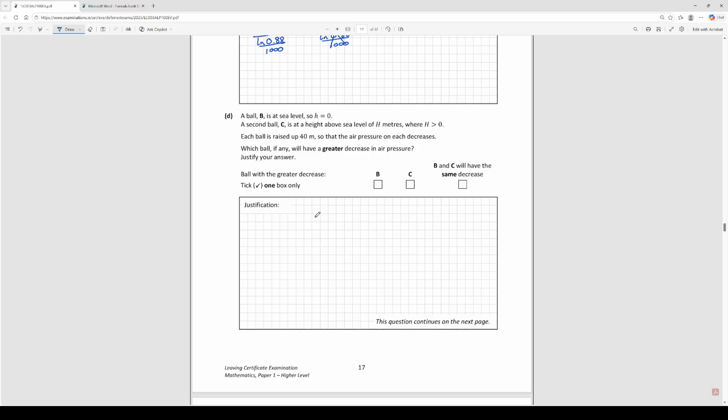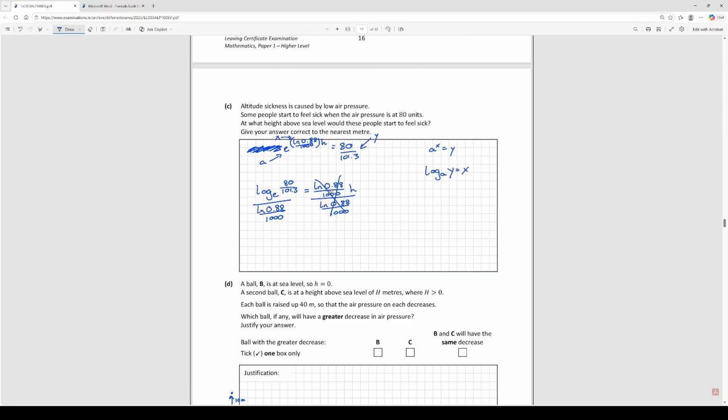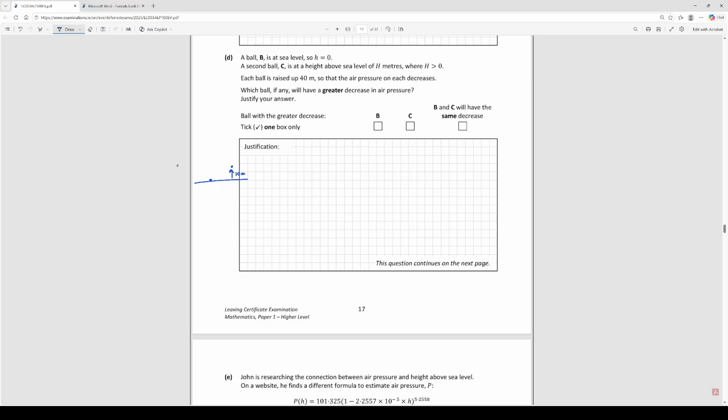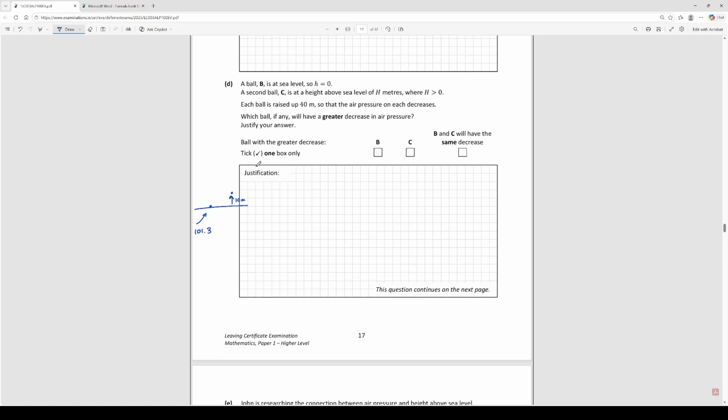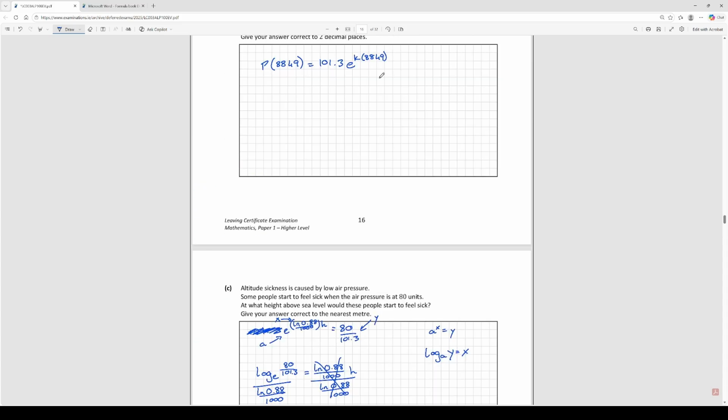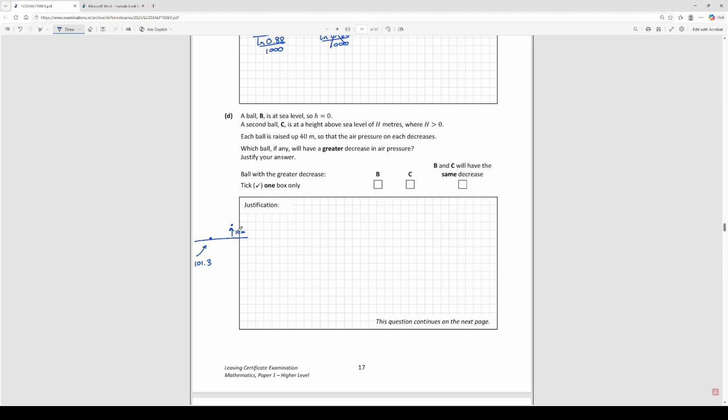I guess what you could do is imagine you have the two balls. One is at 0, so it's on the sea, and one is somewhere else, let's say 10 meters up. We know what it is when we sub in 0. We get 101.3. So this one is getting a pressure of 101.3. Now, maybe I shouldn't use 10, I should use 8,849. Never mind. What I would do is do it again for 10. I'd sub in 10 for h and figure out what the answer is.